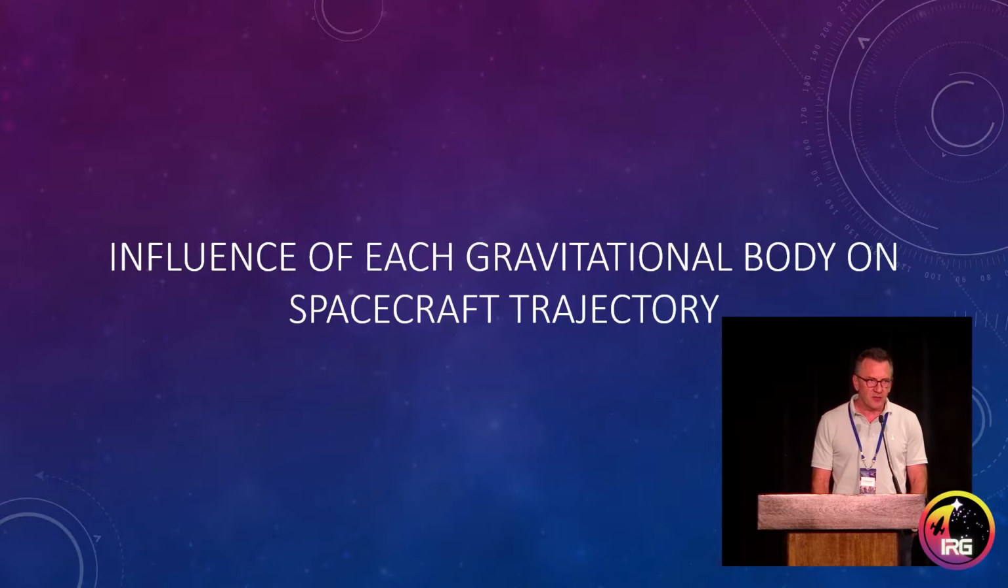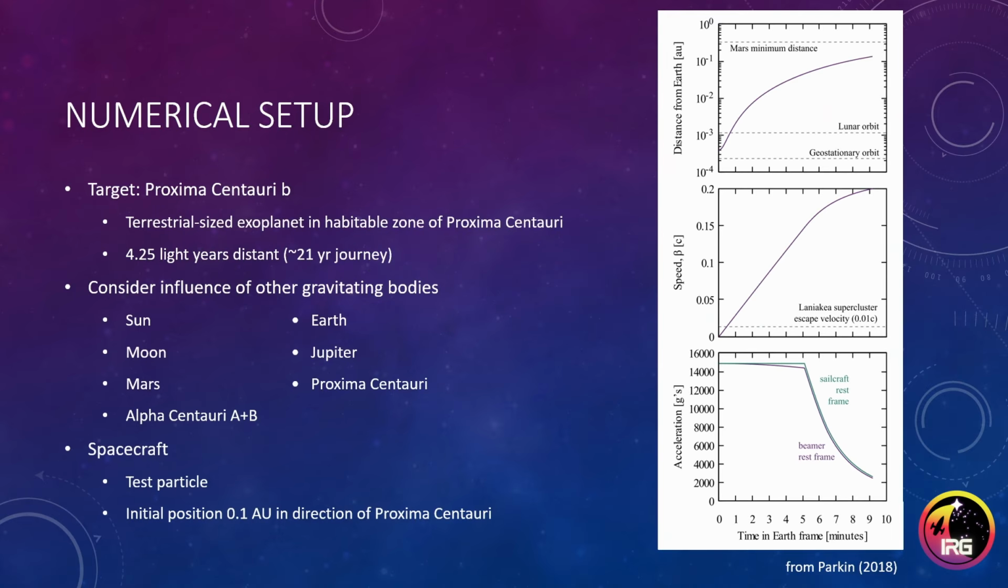So Pullman is our methodology, and the first question we asked is, what's the influence of each gravitational body on the spacecraft's trajectory? Here's our setup. For a target, we use Proxima Centauri b. You could use any target. We chose Proxima Centauri b because it is in the nearest star system, Proxima Centauri, and it's a terrestrial-sized exoplanet in the habitable zone. It's about 4.25 light years distant, which is about a 21-year journey if you're going at 20% the speed of light.